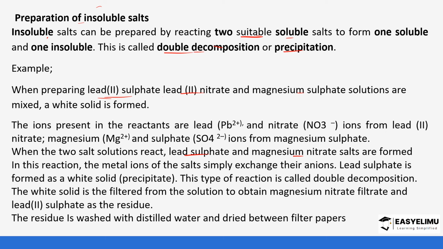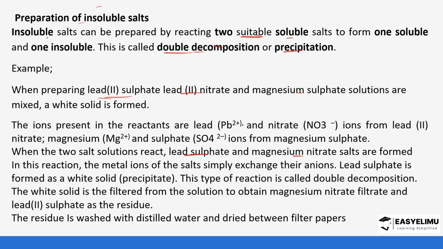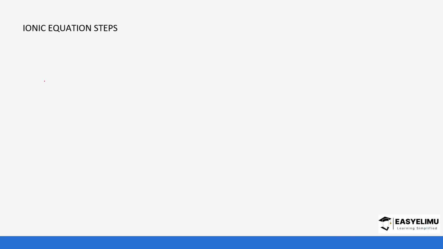Where the work comes in now is choosing the best soluble salts. Are you able to write the equations well, the overall equation and the ionic equation? So we are going to use a few examples. We're going to start with lead(II) sulfate. Let's discuss how they chose the suitable soluble salt.